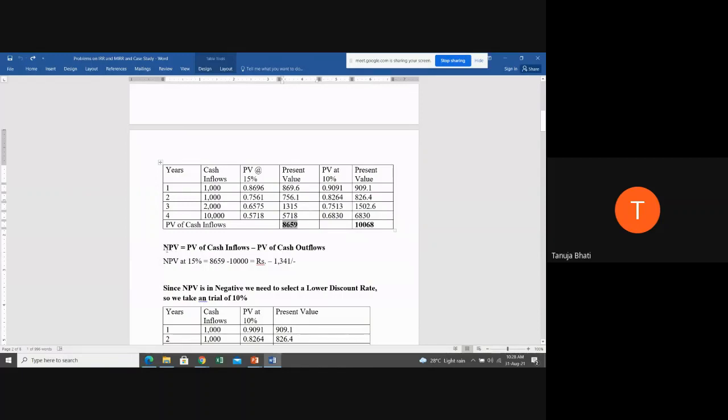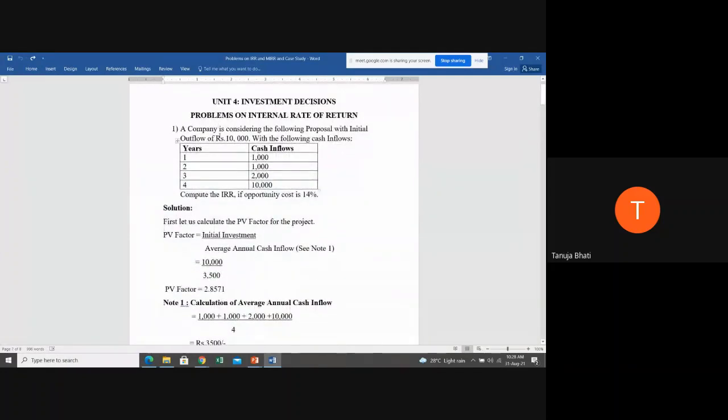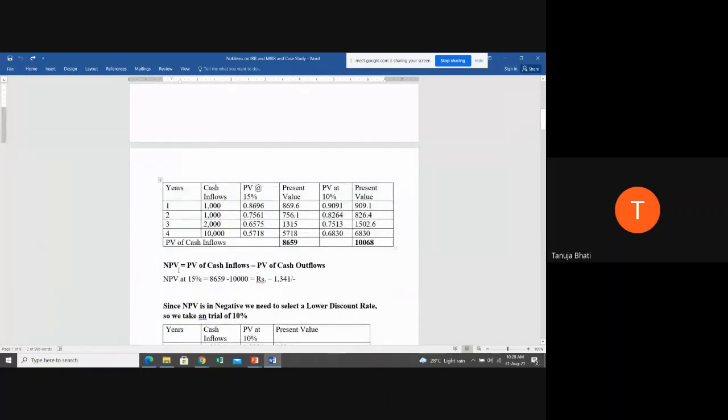Then you're going to calculate NPV. The NPV formula, as you already know, is PV of cash inflows minus PV of cash outflows. Inflows we have calculated. Outflow is already given in the problem, 10,000. So minus 10,000. The answer you got is minus 1341. So can anyone tell me, can 15% be your IRR, or should we hunt for a next rate?